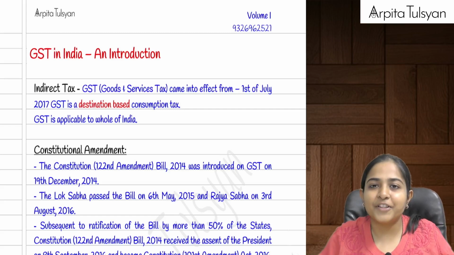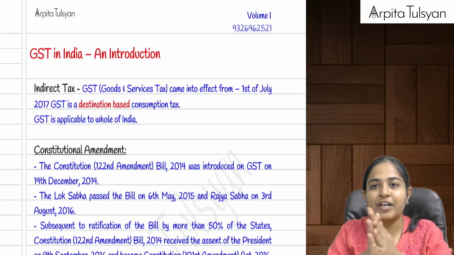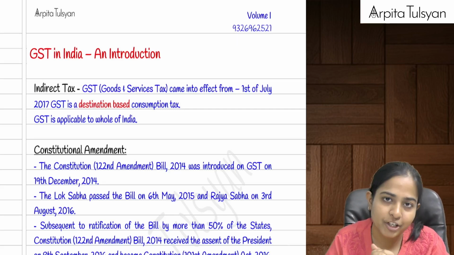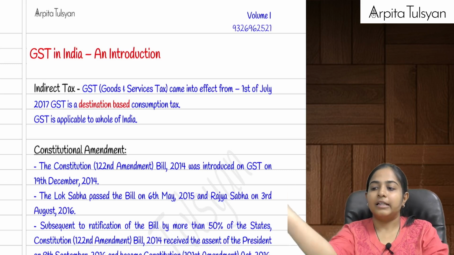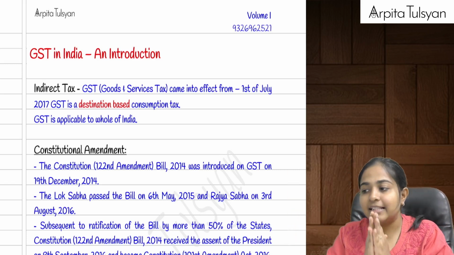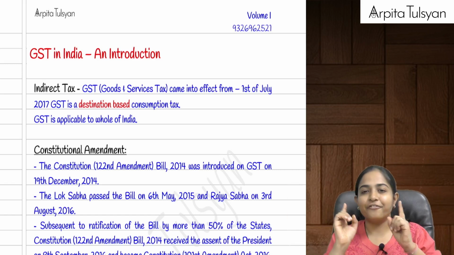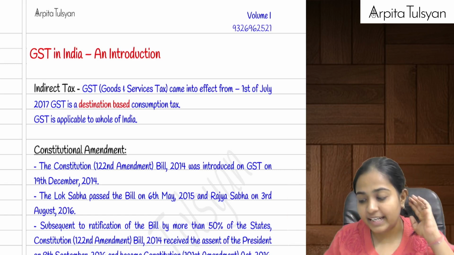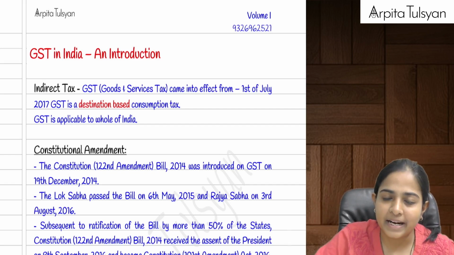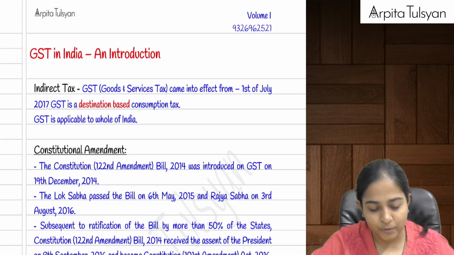So let's start with a super quick revision of the first chapter of GST, that is GST in India, and introduction. Now, first of all, GST, full form Goods and Service Tax. This law had come into effect from which day? 1st July 2017. This was made applicable to the whole of India. Even to Jammu and Kashmir, it was made applicable from 8th July 2017.